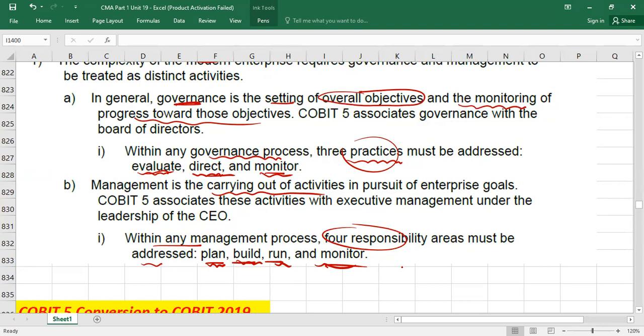Understood? So in simple words, the board of directors must be clear what their responsibilities are, and the management must be clear what their responsibilities are. So this is what Cobit 5 says, right? So now I'm going to explain Cobit 19, which was developed in 2018.